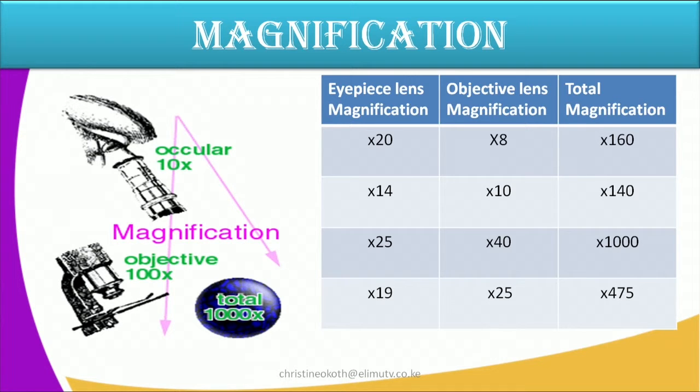So if you want to calculate the total magnification, it will be the ocular times the objective. That is 10 times 100. That will give you a total of 1000. So the specimen has been magnified 1000 times. So let us look at more examples on our table. The first set of example, the eyepiece lens is times 20, then the objective lens.